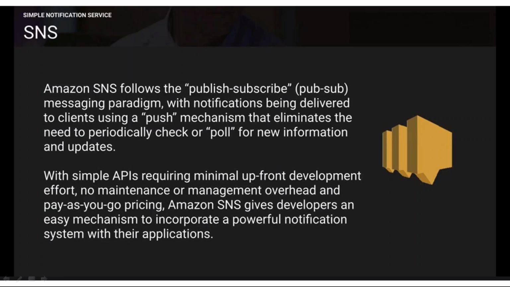Using this, we are eliminating the need to check or poll for new information for updates. If you remember, in SQS, the consumer always needs to go back and check on the queue if there is a message available for processing. That is basically a poll. When we talk about SNS, it is more about push. With simple APIs requiring minimal upfront development effort, no maintenance or management overhead, and pay-as-you-go pricing, Amazon SNS gives developers an easy mechanism to incorporate a powerful system with their applications.